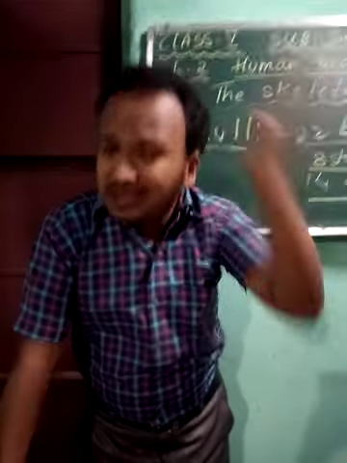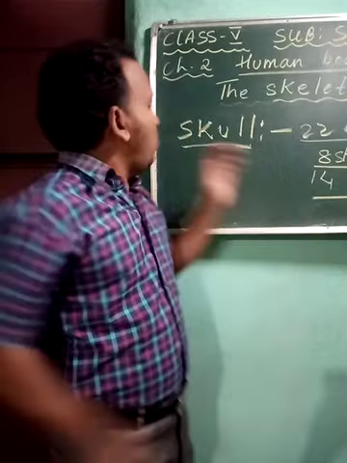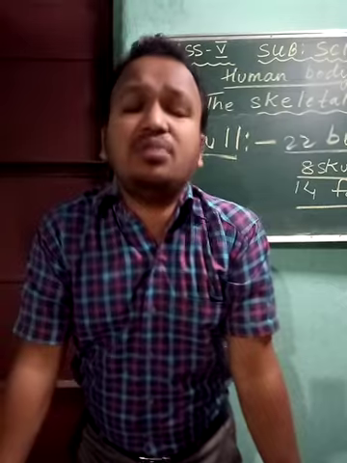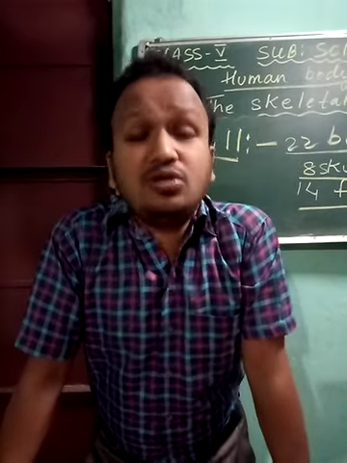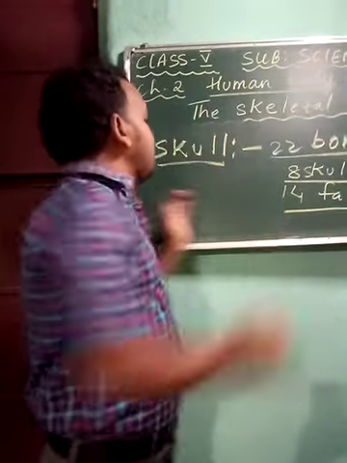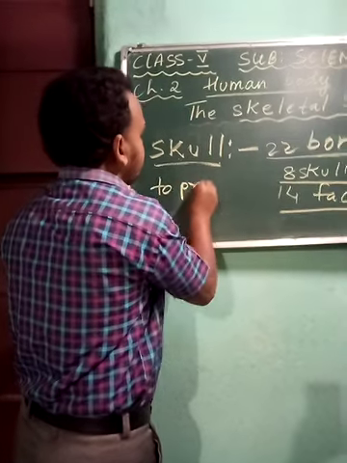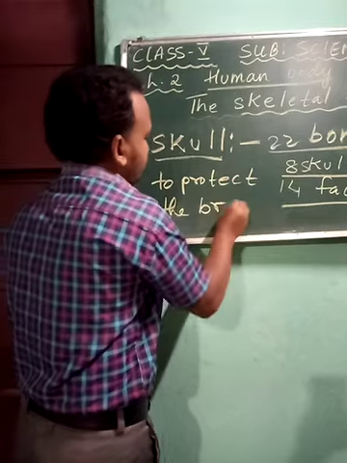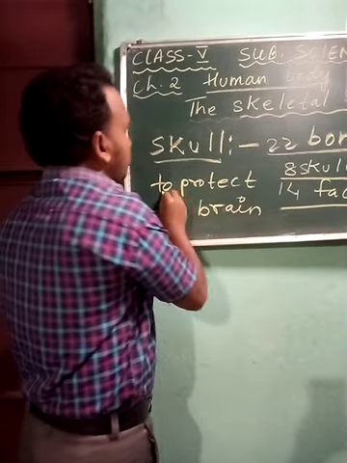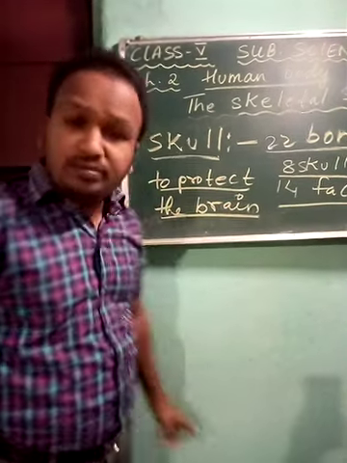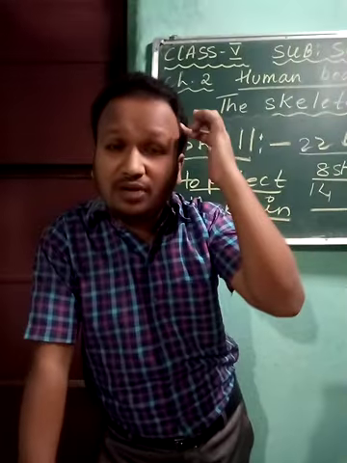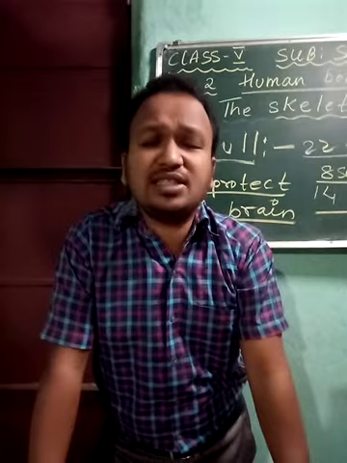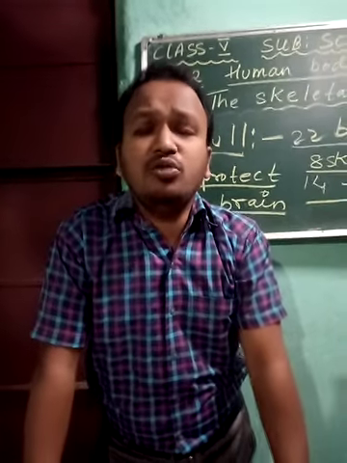So now, what is the function of the skull? What does the skull do? Why has the skull been made with bones? What is the importance of the skull? The importance of the skull is to protect the brain. Inside our head we have a brain, which is a very important organ of our body. It is the most important organ of our human body system.